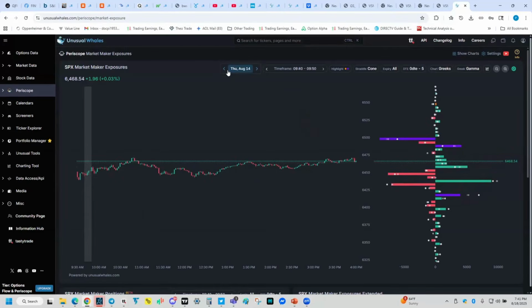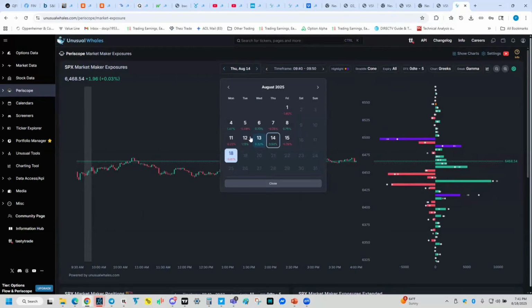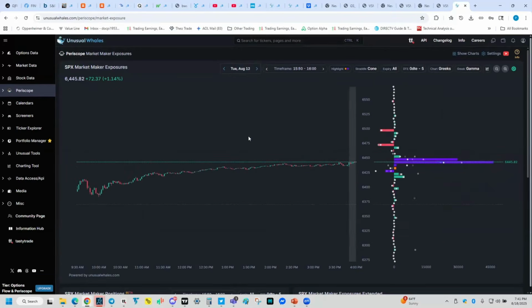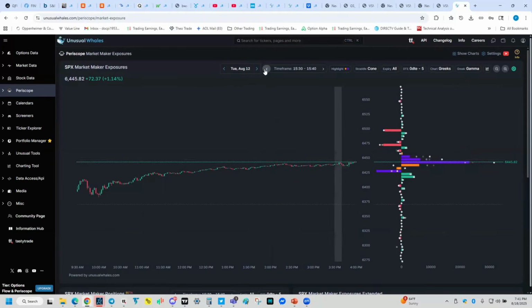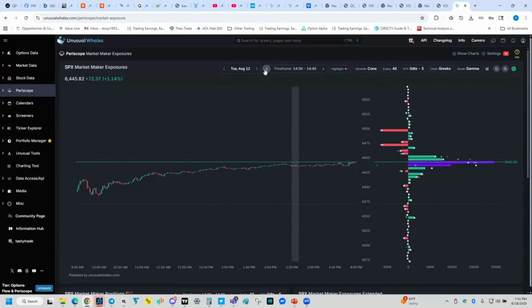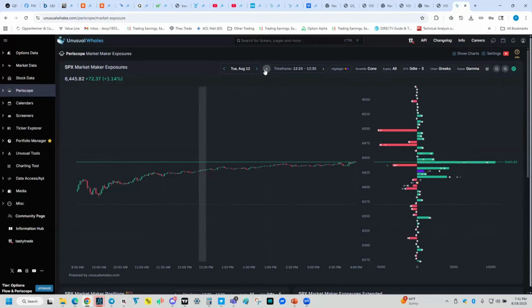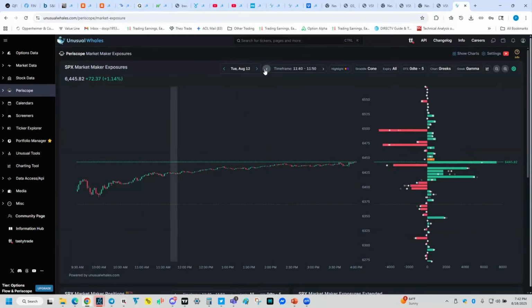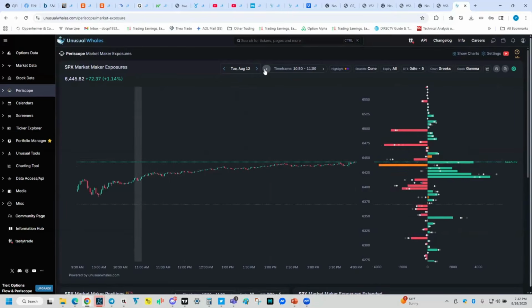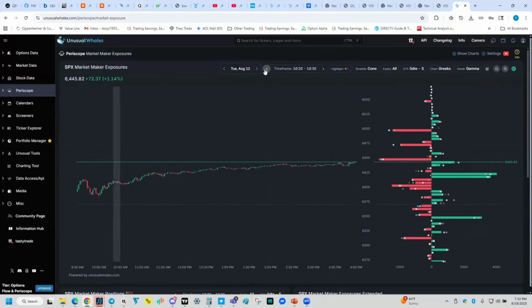Let's try a different day, just for fun. Okay, that's the end of the day. See, now you see what happens at the end of the day? At the end of the day, that's where we pin, everything collapses. That's because right now we're looking at gamma, not position number. So you use this to help find pins as well. Is that correct? Yes. You can use it to help find pins as well.